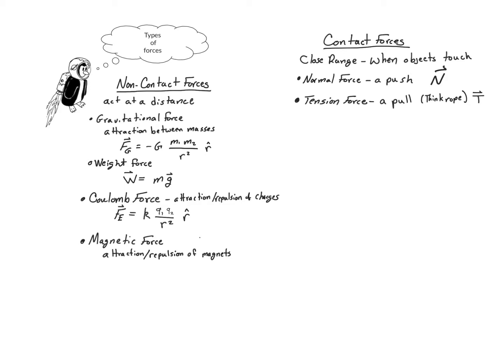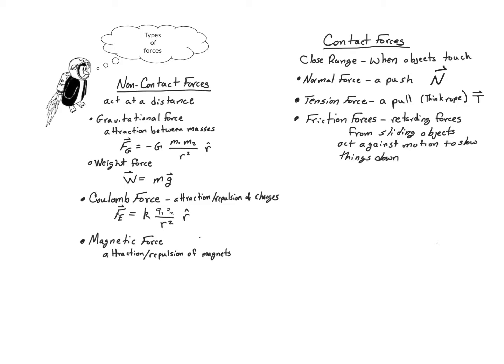Another commonly encountered force is a friction force. These are retarding forces resulting from two objects trying to slide past each other. They act in the opposite direction of the motion, and thus act to slow down an object. It is in truth friction forces that make the first law non-intuitive for most people.